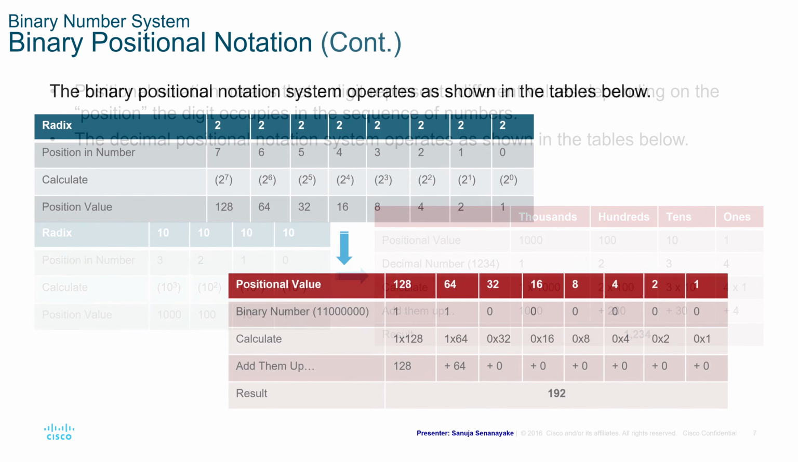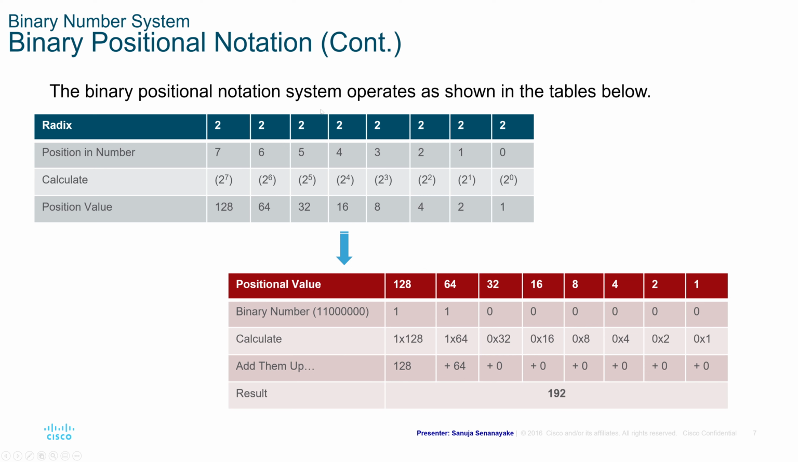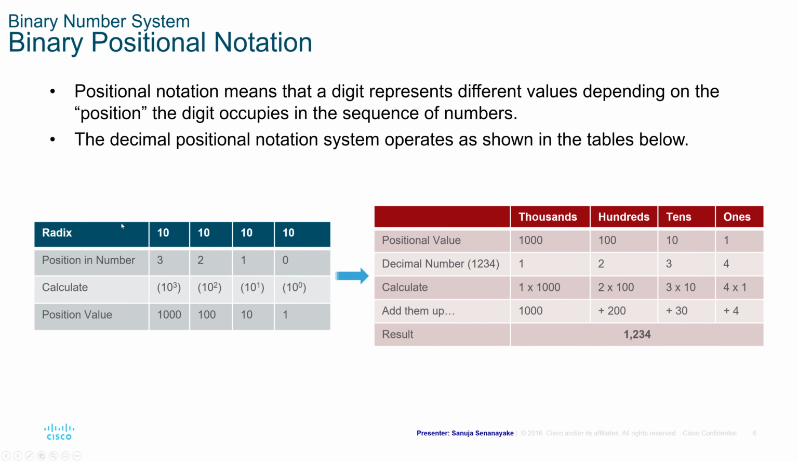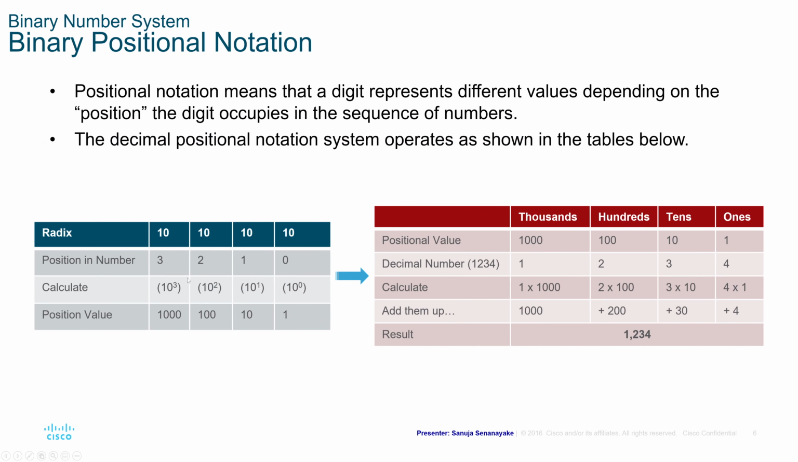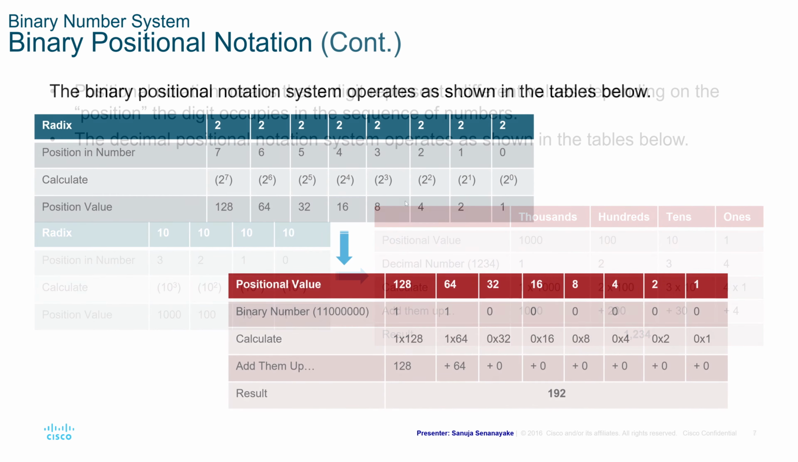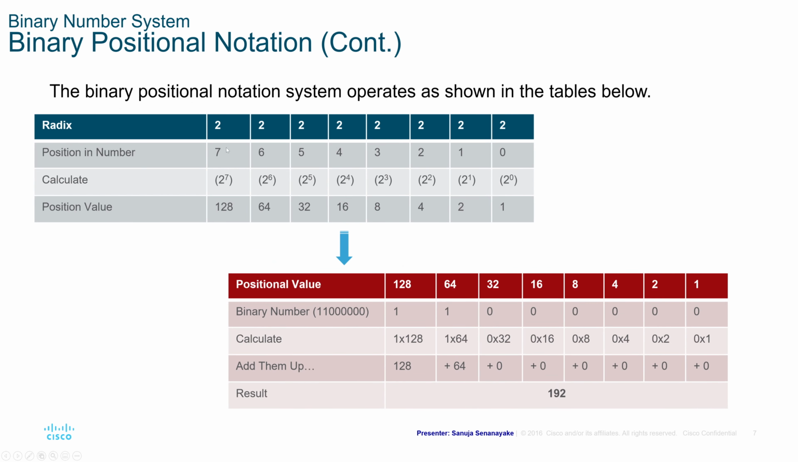Next, we're going to look at how the binary positional notation system operates on another table. Here we see the 2s. In this case it's binary. Like in the previous table we had 10s at the top, and here we have the 2s at the top. So instead of taking 10 to the power, here we are taking 2 to the power. The positional numbers here are going to be 7, 6, 5, 4, 3, 2, 1, 0.